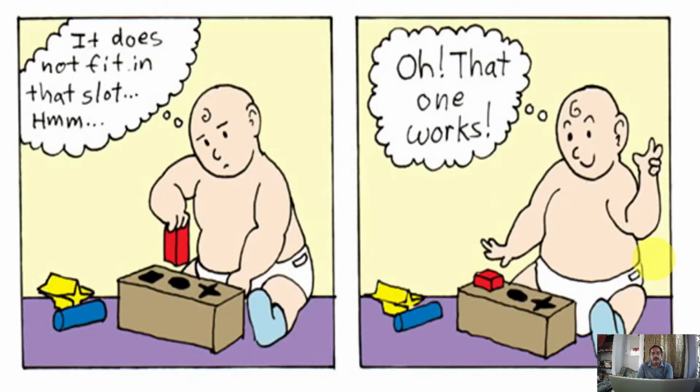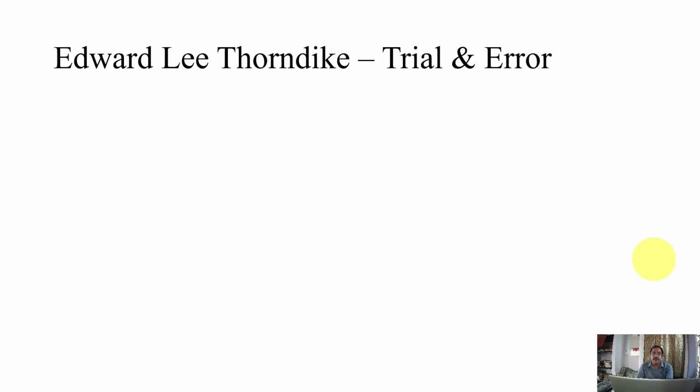So, see these images. Can we say what could be the name of the next theory on learning? Here are the images in which the kid tries to put the blocks in the correct hole, maybe by a number of trials. Hence, the second theory is trial and error. Trial and error is given by a psychologist, Edward Lee Thorndike.